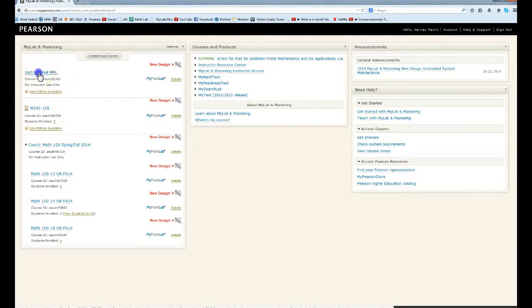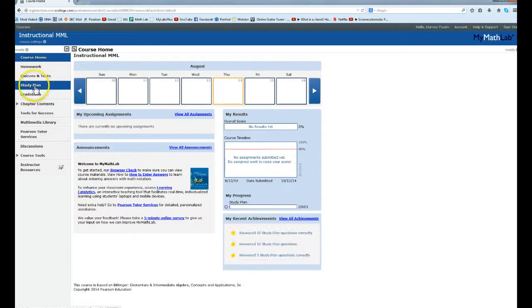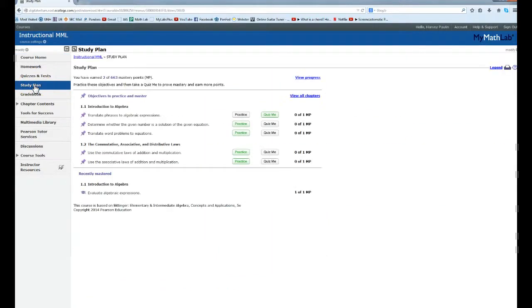So I've picked on another book, and when I go to that study plan, I click on it, and this is the sort of screen you will be coming into. Notice it says topic 1.1. Now, this isn't your exact study plan, but it's going to be similar because it will have practice and quiz me's, practice and quiz me, practice and quiz me. Now, I'm going to click on View Progress.